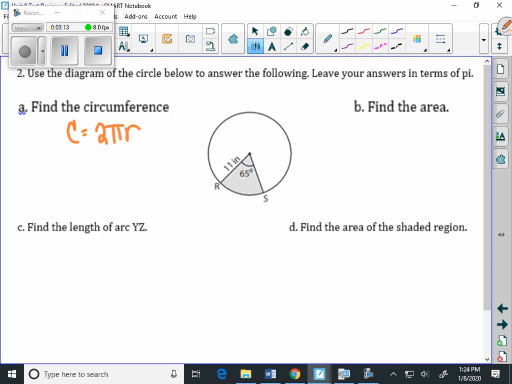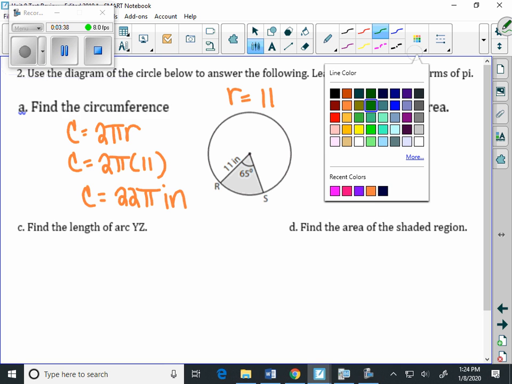So over here in our circle, we see that the radius is 11. And when we fill this in, then our circumference is going to be 2 times pi times 11, which ultimately is 22 pi. If we do look at units, which I'm not going to be super picky about, I am going to put them in there. Inches.